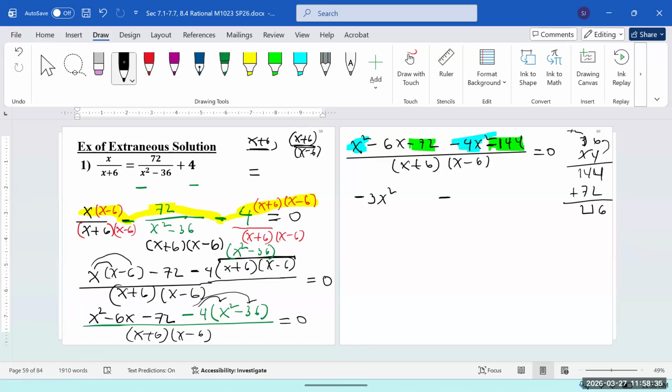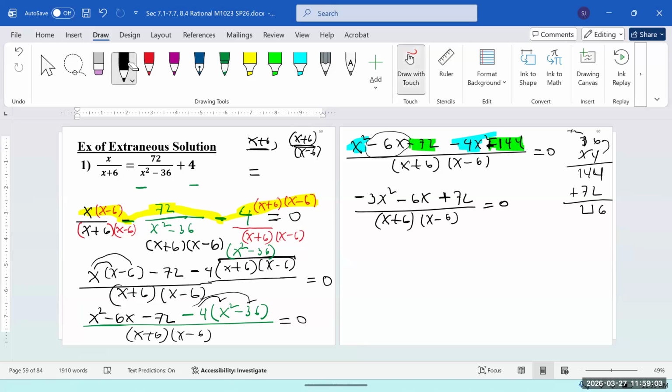144 should be positive. So plus 72, and our middle term is negative 6x. Before you go for AC, first you have to check. Solving comes here. Oh, before solving, sorry, we have to factor.